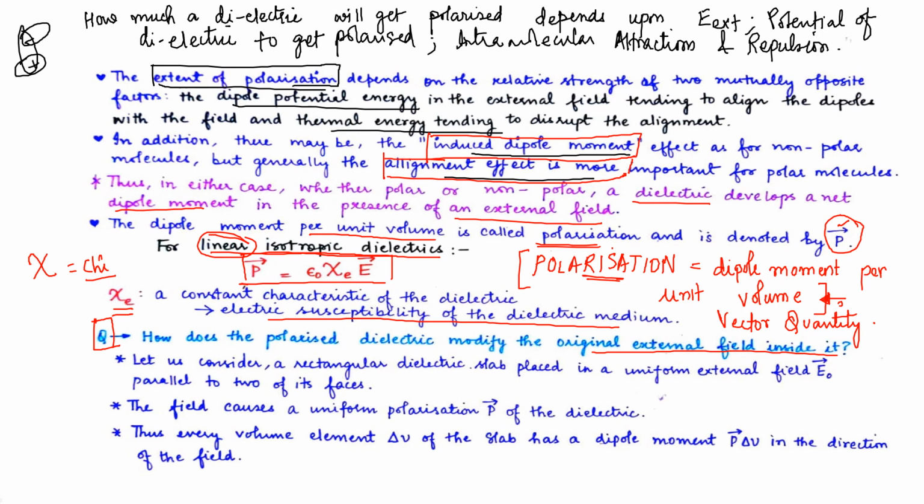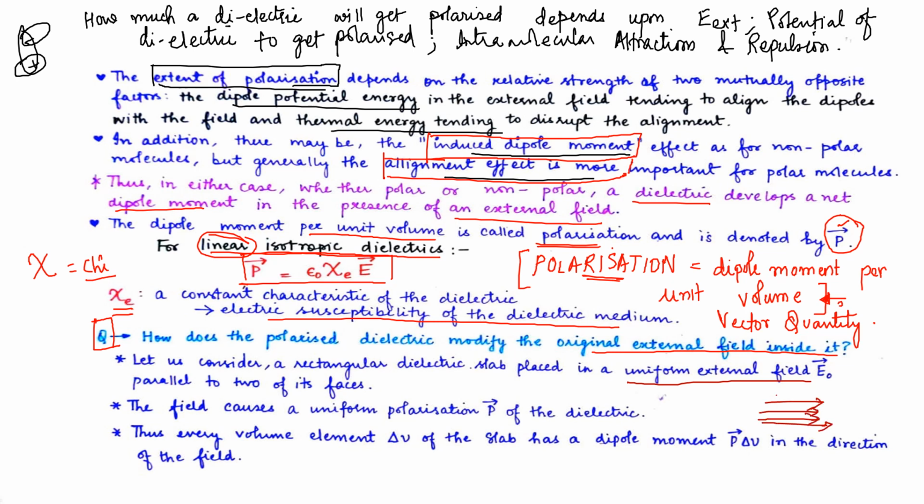How is this question a justifiable question, a justifiable statement? Now let us consider a rectangular dielectric slab. We are considering a rectangular dielectric slab, and it is placed in a uniform external electric field.